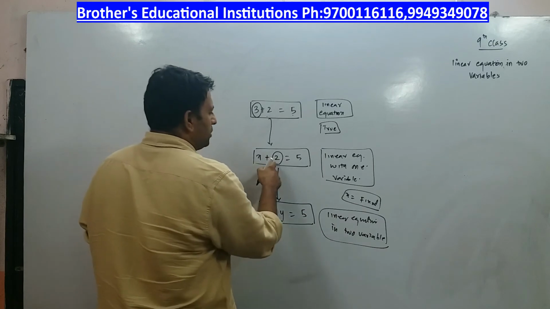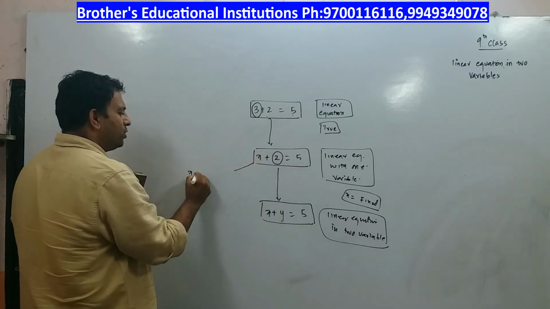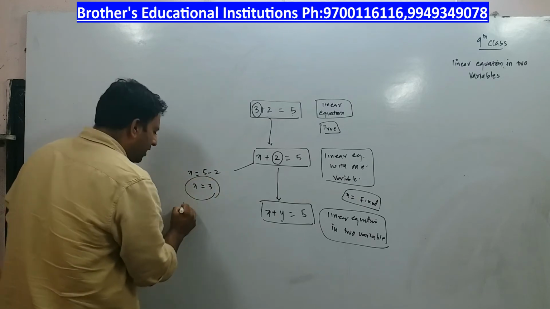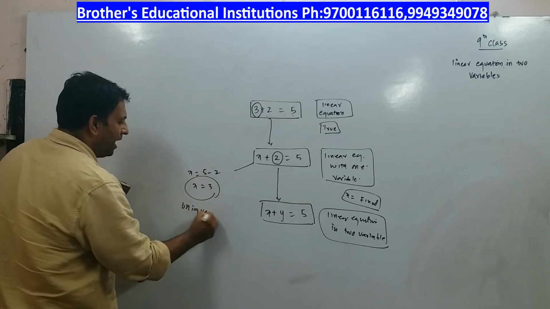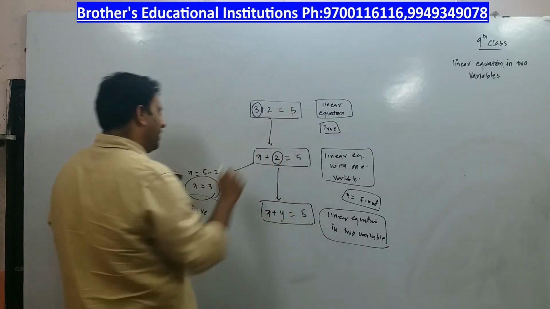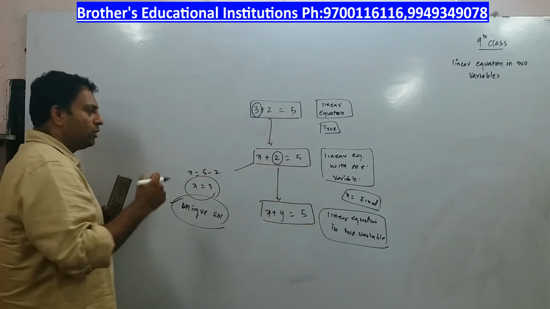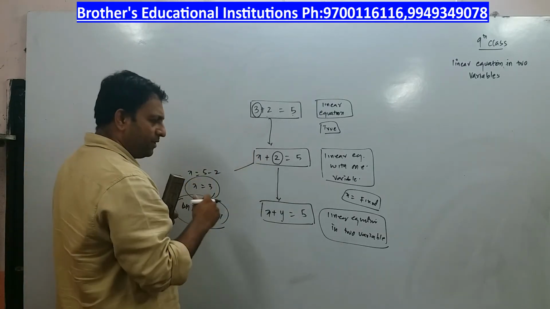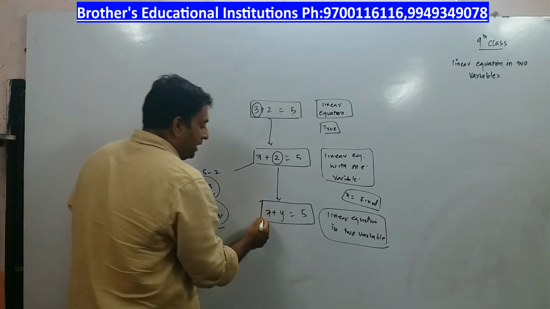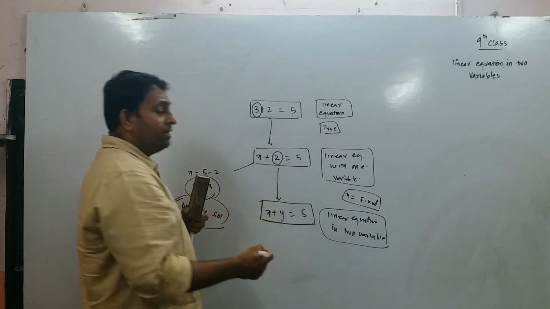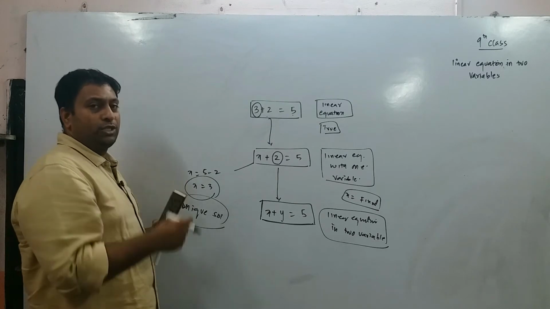Here x plus 2 is equal to 5 will have a solution x is equal to 5 minus 2, x is equal to 3. You will have a unique solution. When you are dealing with a linear equation with one variable, you will always have a unique solution, meaning only one value of x will satisfy this equation. But when you are dealing with a linear equation in two variables, x plus y is equal to 5 will have infinite solutions. You won't agree?